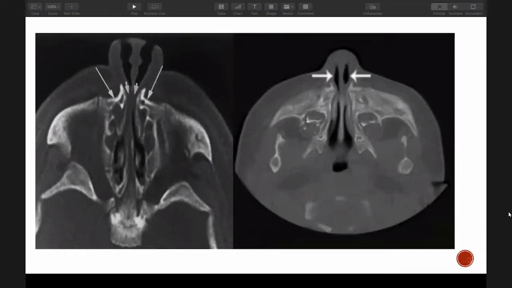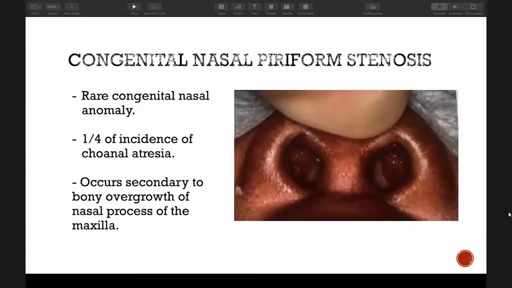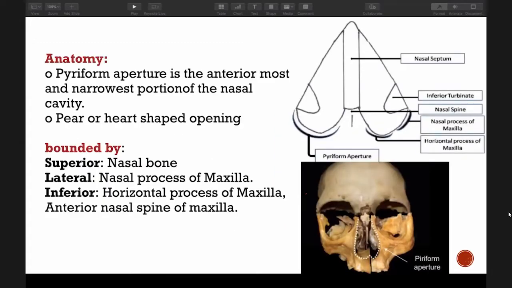So we did a CT for this child, and it showed this picture. Our diagnosis will be congenital nasal piriform aperture stenosis. It's a rare congenital nasal anomaly. It occurs at a quarter of the incidence of choanal atresia, and occurs secondary to bony overgrowth of the nasal process of the maxilla. On anatomy, the piriform aperture is the anterior-most and narrowest portion of the nasal cavity.